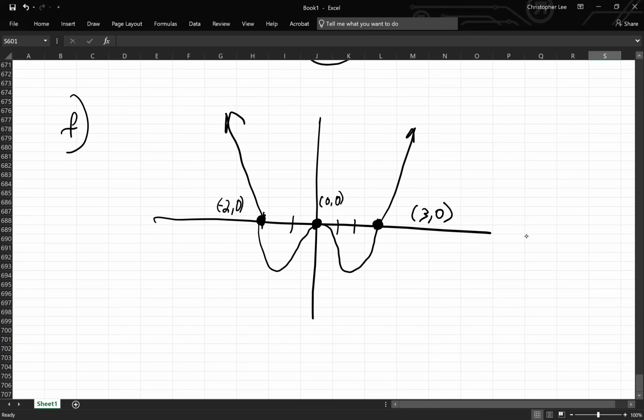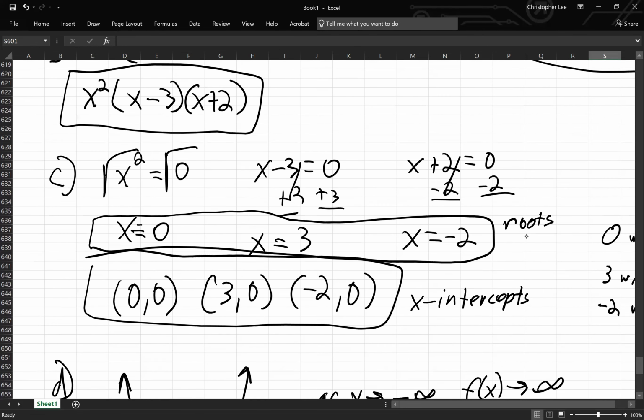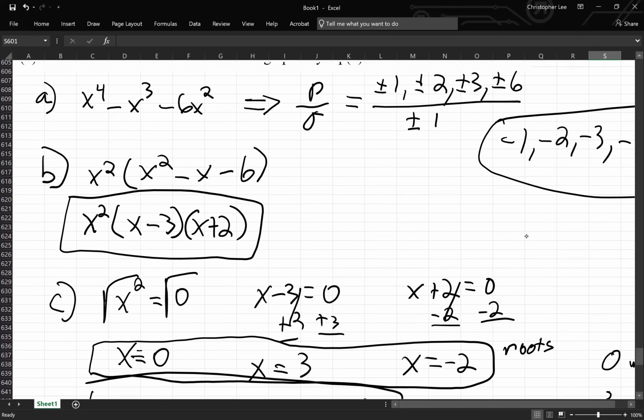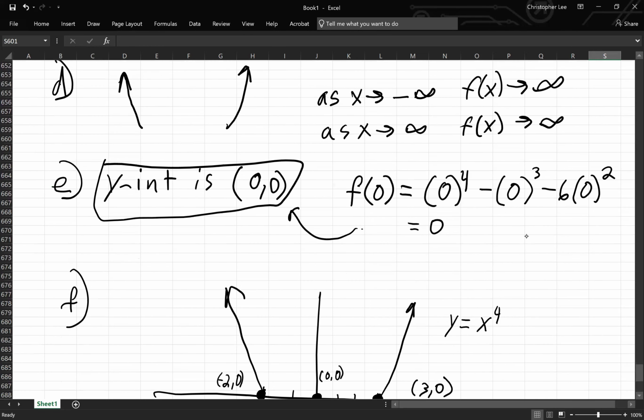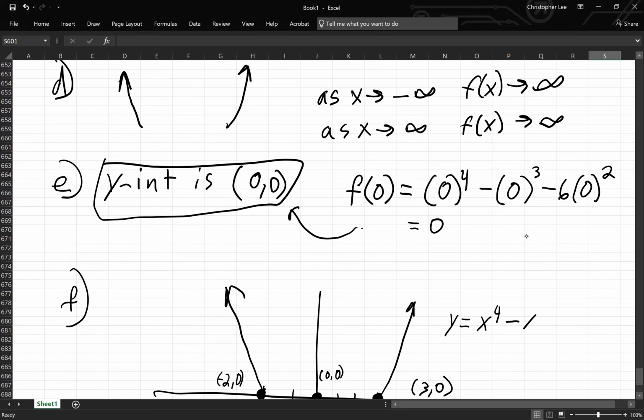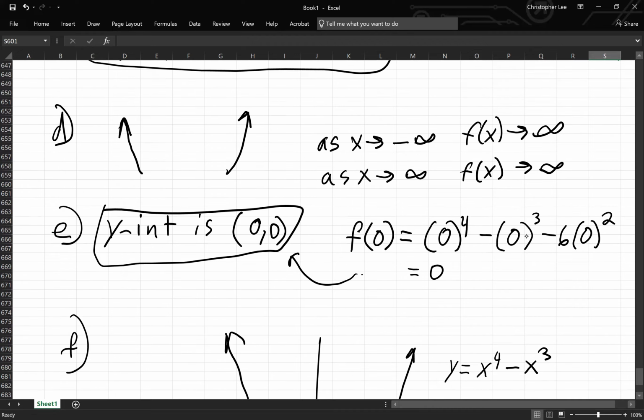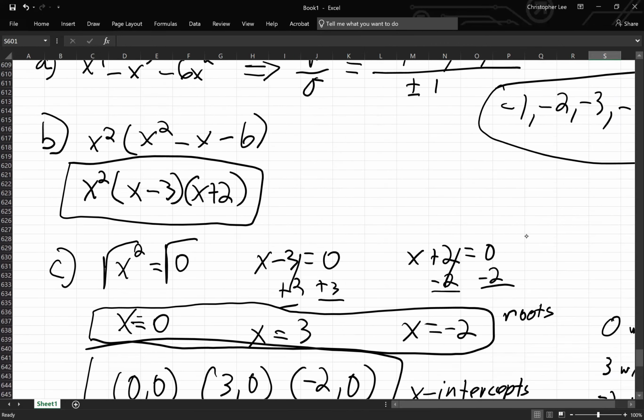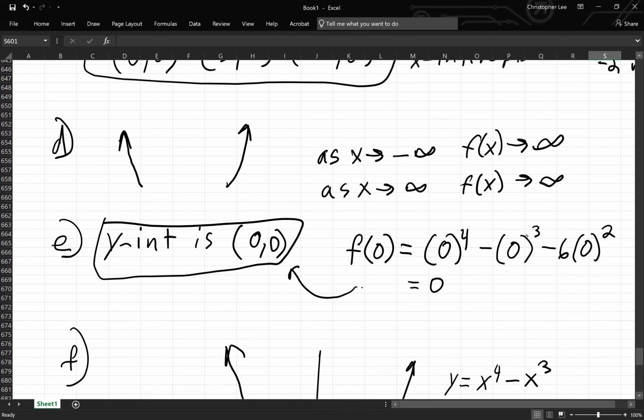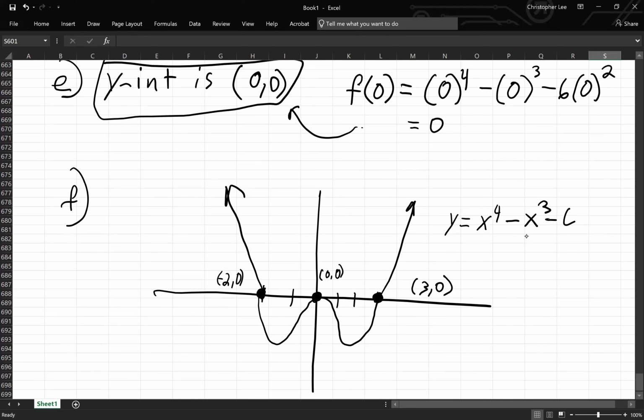So this is y equals x to the fourth, and I forgot the rest of the equation, excuse me. It's going to be negative x cubed, and then I believe it's negative 6x squared. Yes, negative 6x squared. All right, so that's your graph right there.